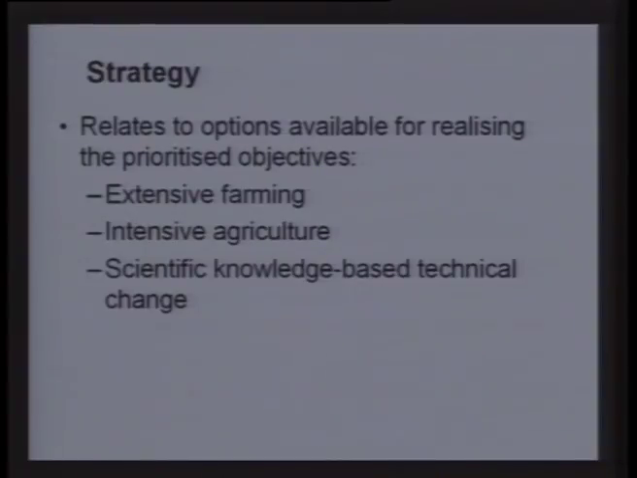For example, if we want to increase the food grain production, there may be the strategy of extensive farming. Extensive farming means we have to increase the geographical area under agriculture. Intensive agriculture means we have to increase the crop intensity. Then scientific knowledge based technical. These are the three strategies in order to increase food grain production. So we have to decide which strategy we have to follow. So strategy is an important component of the agriculture policy.